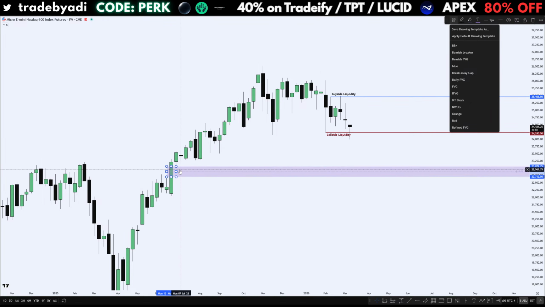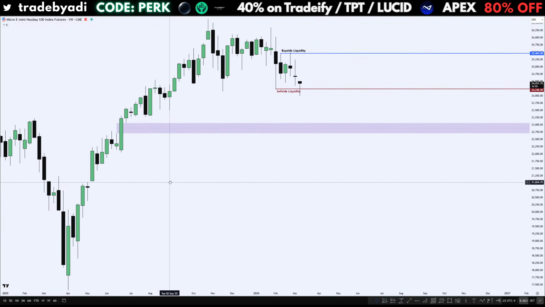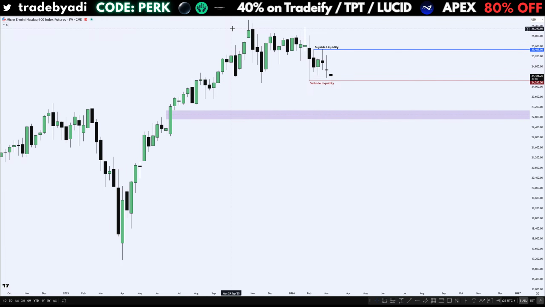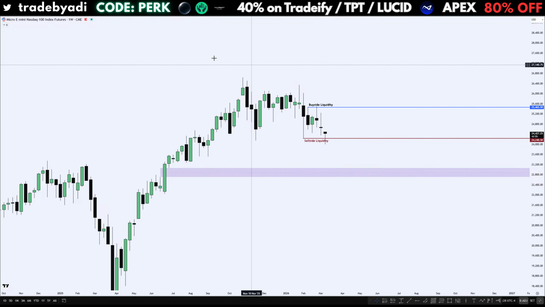The draw on liquidity is like this. We have taken out this sell side liquidity and we were inside this small gap. So once we close the body on the weekly chart also, we are going to trade to this low, these equal lows, and also this fair value gap. Right now we are in a premium. If you check this low to high, we are in a premium, right?